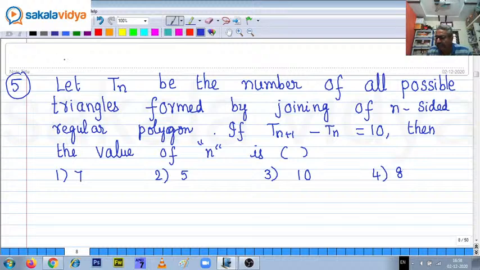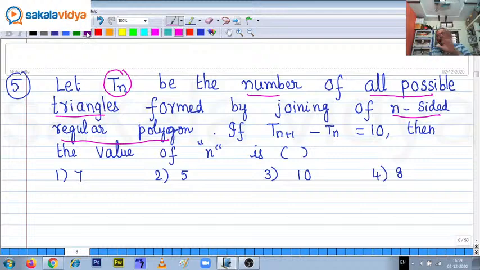Okay, all of you just go through the question, read the question carefully. Tn is the number of all possible triangles formed by joining the vertices of an n-sided regular polygon. That means an n-sided regular polygon has n vertices, and these vertices are not collinear. So Tn stands for the number of triangles formed by the n vertices, and Tn plus 1 minus Tn equals 10 is given. Then we need to find the value of n.